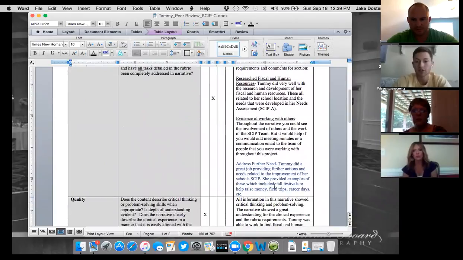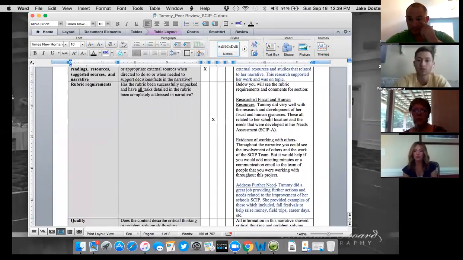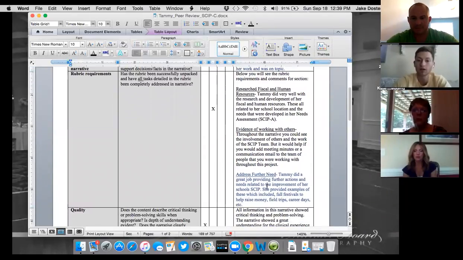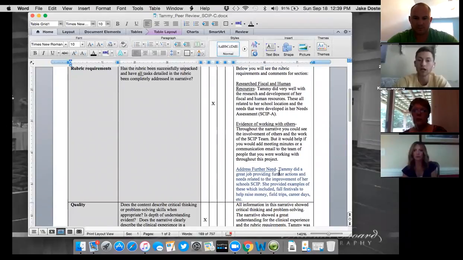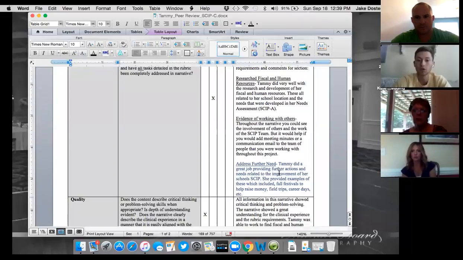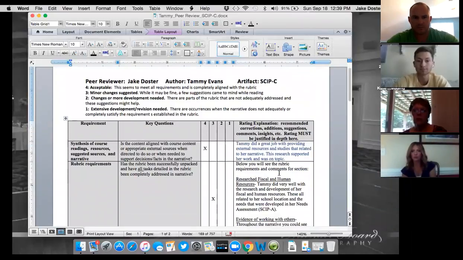Let's see, you provided examples, which included like fall festivals. And this is for addressing the further needs part of the rubric. So I thought you hit on all the different parts of the rubric, but for this one part, I thought you did really well with talking about how you would take further steps to move along your artifact.